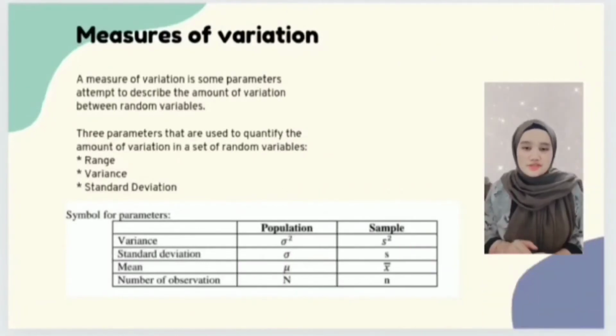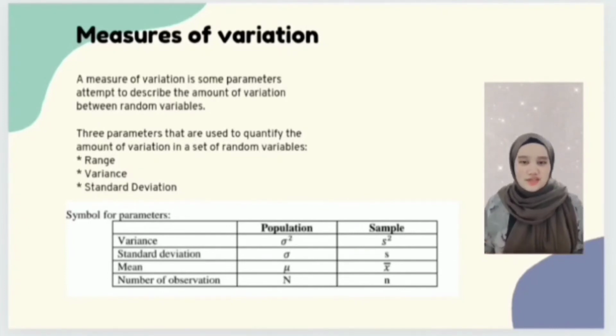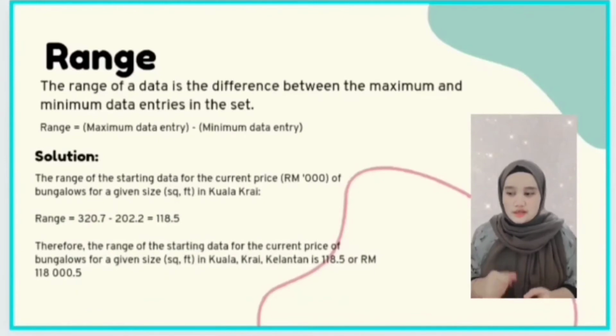Let's move to the other measure of variation. A measure of variation is some parameters that attempt to describe the amount of variation between random variables. Three parameters that are used to quantify the amount of variation in a set of random variables are range, variance, and standard deviation. Then you can see the symbol for parameters from the slides. The range of the data is the difference between the maximum and minimum data entries in the set. The range is the maximum data entry minus the minimum data entry.